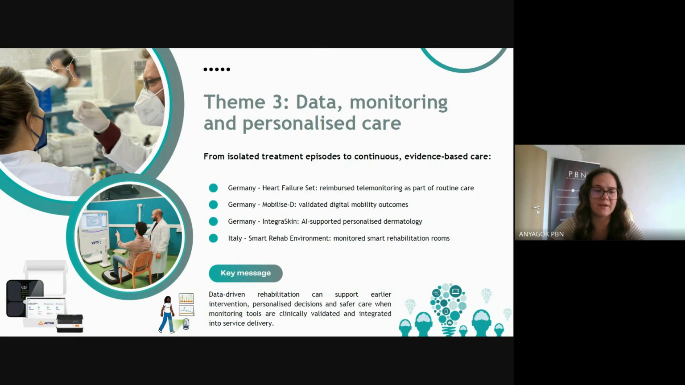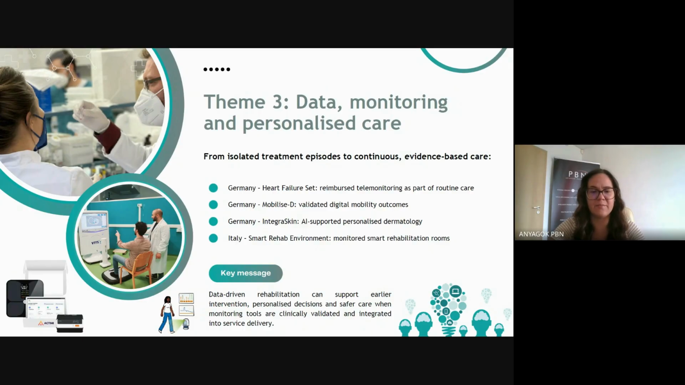The German heart failure set is an example of telemonitoring integrated into reimbursed care. It allows patient data to be monitored remotely and supports earlier intervention when values change. Mobilize D focuses on validated data mobility outcomes. It uses wearable sensors and real-world walking data to better understand mobility loss and related clinical risks.